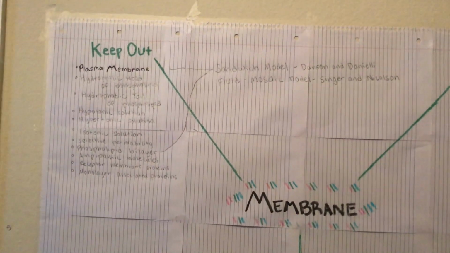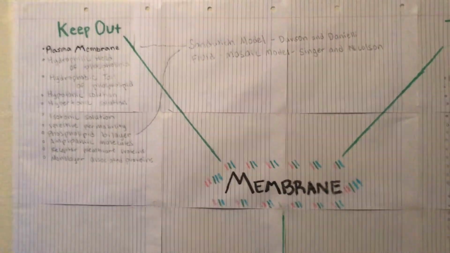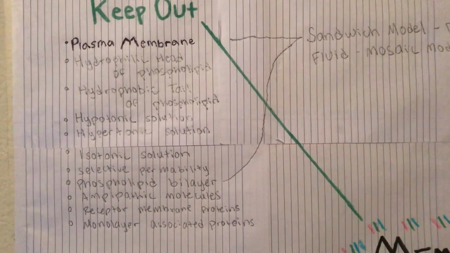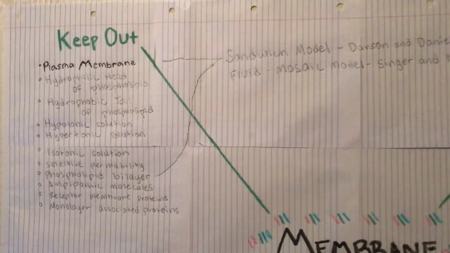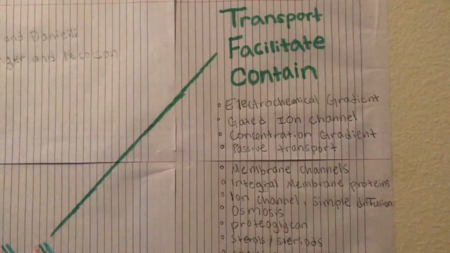If it's hypertonic, the concentration outside the cell is higher, right? So it can keep certain things out based on concentration. It's a broad statement, but it will fall under that if you think about it. All right, let's go over here to transport, facilitate, and contain.